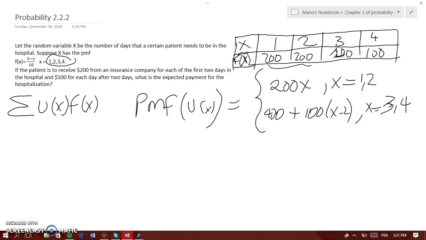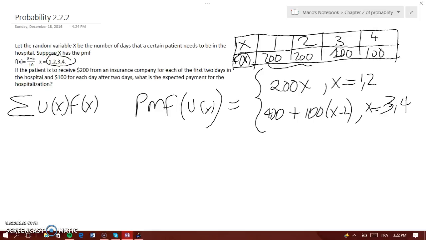Now, why is that? Because 100 times x minus 2 when x equals 3 will be 3 minus 2 equals 1, and 1 times 100 equals 100. If it's 4, then we get 2, and 2 times 100 is 200. But the 400 is already there because you already spent 2 days. So 2 days will give you 400, and the last 2 days 200. I know that one is not easy to understand, but if you read it through, you'll see how we came up with this PMF of u of x.